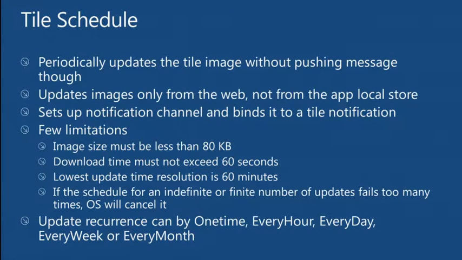You bind to it. There are some limitations. The image size has to be less than 80K. Download time cannot exceed 60 seconds. So you want to make sure that whatever service you set up is reasonably fast, or it will time out and essentially stop updating. And lowest update resolution is 60 minutes. So you can't update every minute. You can't update every 30 minutes. Well, there's a number of different ways you can do it. You can do it one time only. You can do it every hour, once a day, once a week, or once a month. Right? So those are the different categories you can do.